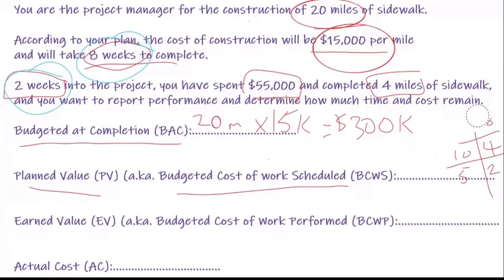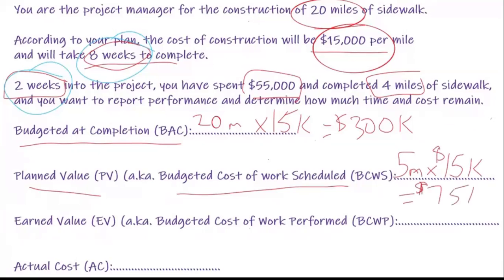So let me just erase these. 5 miles in 2 weeks. Let me do the math. 5 miles is my planned value, and the cost of 5 miles, because it is $15,000 per mile, is going to come to $75,000. So what we're saying here is that in 2 weeks, I should have done 5 miles, which is worth $75,000.